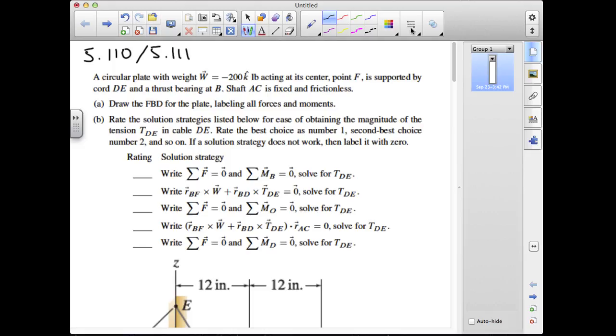For reference later, I'll number these as 1 through 5. The second part of the problem, which is 5.1.11, is to then actually employ that best solution strategy to solve for the tension TDE. Take a few minutes now to try this problem yourself and resume playing when you're ready to see a solution.